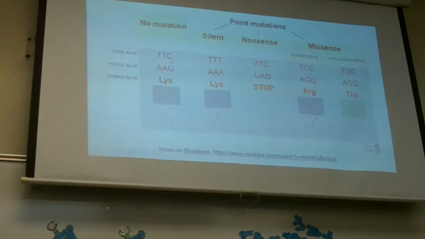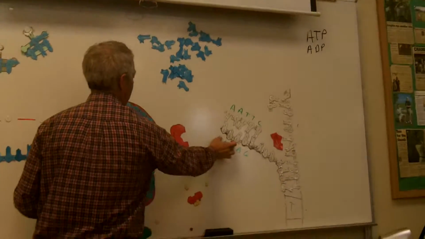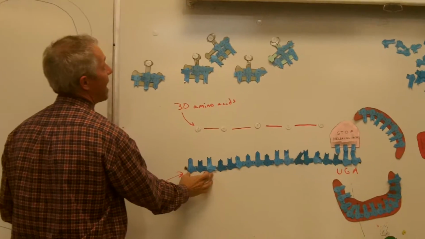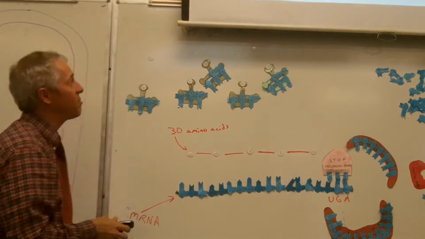Here they show if the DNA is TTC, but it gets changed to TTT, that's a mutation because the DNA has changed. And if the TTC is transcribed to AAG, it will code for the lysine amino acid. So in other words, TTC codes for the RNA, AAG codes for the amino acid lysine. That's what they're showing here.